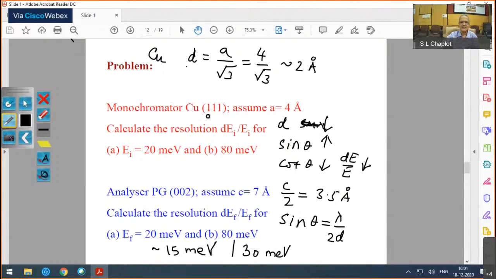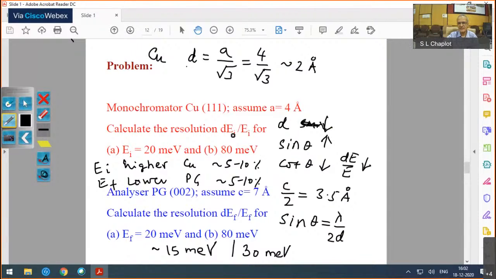Copper is used where, in an actual experiment, we start with a higher value of incident energy, and EF is lower. So copper is used here and graphite is used here, and we try to match the resolution. These resolutions will typically be in the range of 5 to 10% from copper, and similarly also 5 to 10% from pyrolytic graphite.